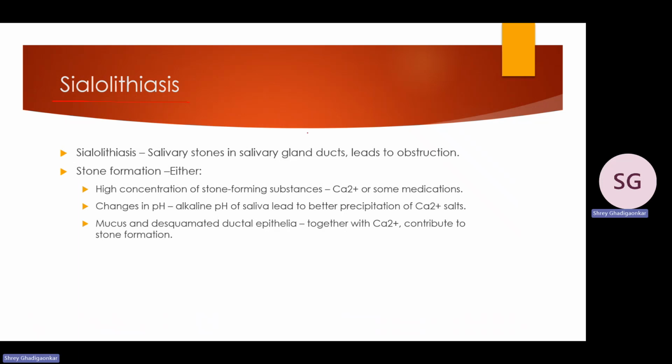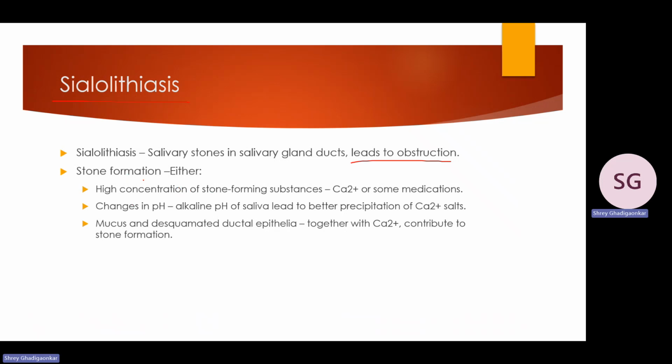And as we know, if you have any kind of stones in general, there's a high chance that it may lead to obstruction. Stone formation may be due to either high concentration of stone forming substances, so it could be high amounts of calcium or even some medications. It could be changes in pH. So if you remember, even if you have urinary stones, if you have any kind of change in pH, either increase or decrease, you can have stone formation, and that's similar with sialolithiasis as well.